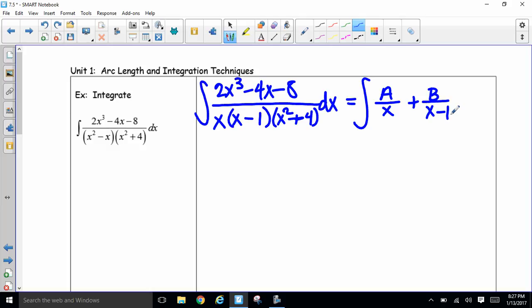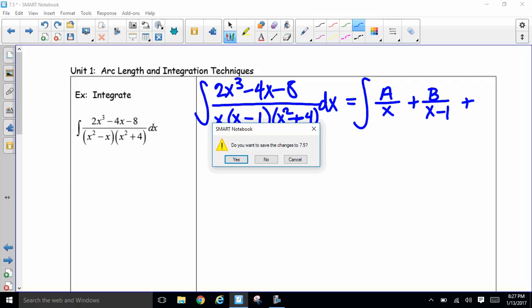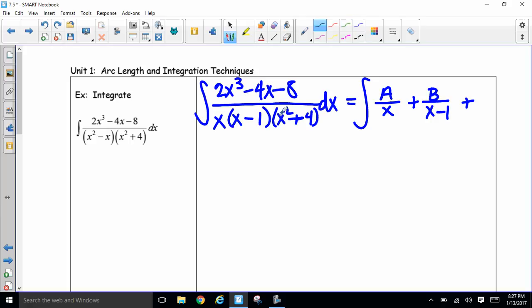And then plus C, well, not quite though, because it's not going to be just C. This is a quadratic factor. So since it's a quadratic factor, I'm going to do Cx plus D for my numerator, and then over x squared plus 4. And I'm doing that because of this squared.